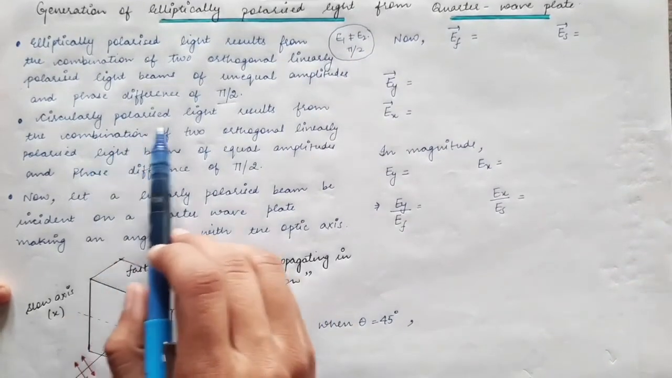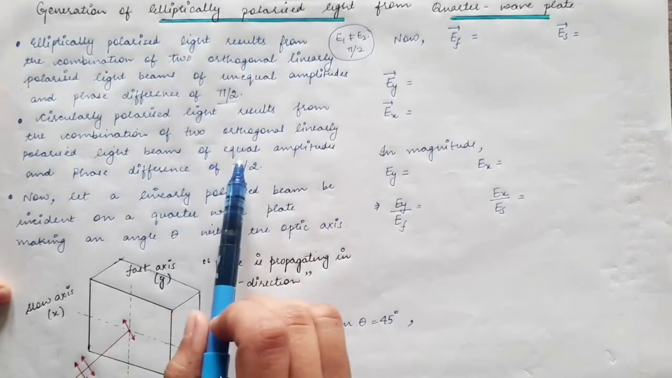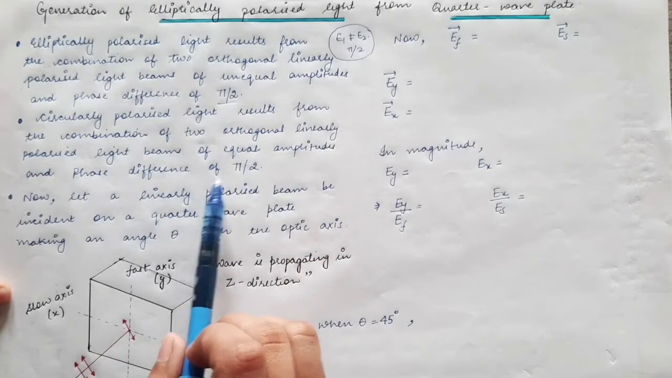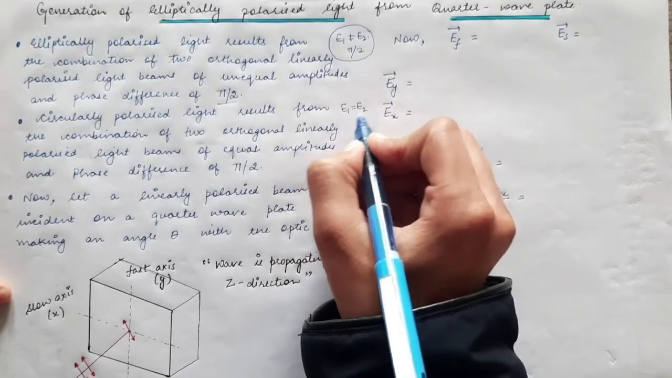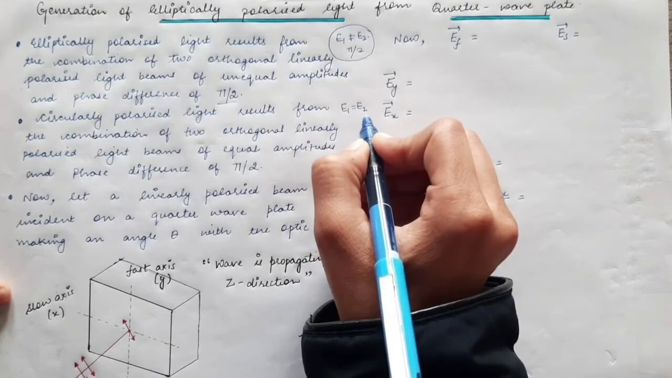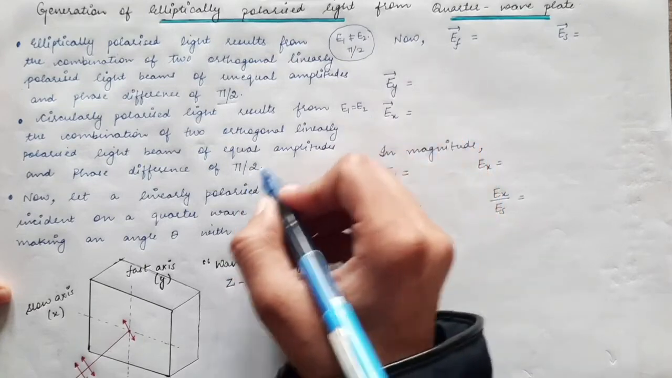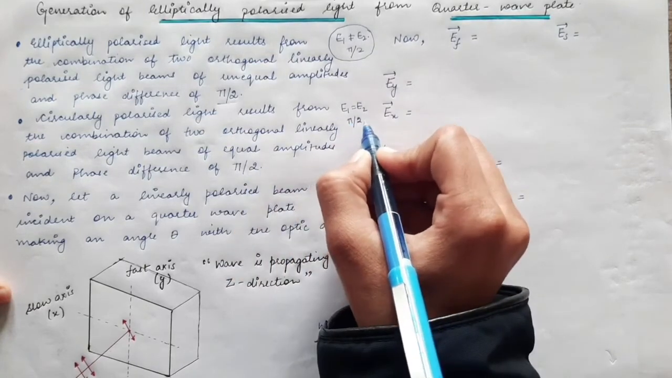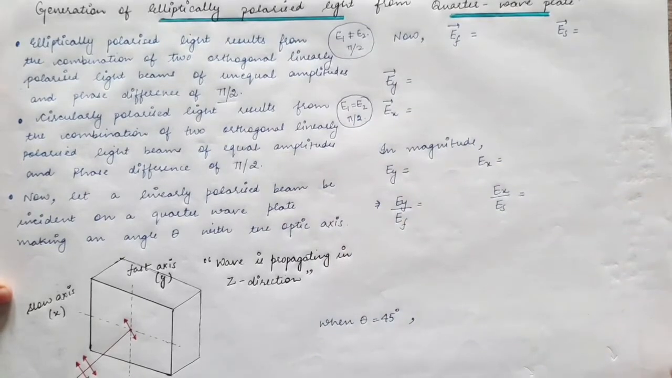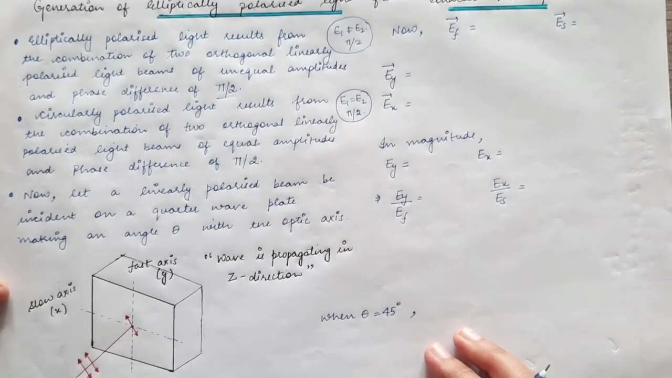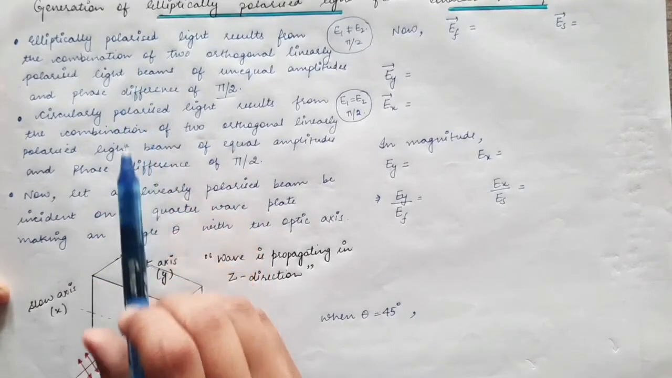Circularly polarized light is made from two orthogonal linearly polarized light beams of equal amplitudes and a phase difference of pi by 2. So if E1 is equal to E2, where E1 and E2 are the amplitudes of the two orthogonal components, and the phase difference between them is pi by 2, then we will have circularly polarized light. Now we are going to see how elliptically and circularly polarized light can be generated using the quarter wave plate.